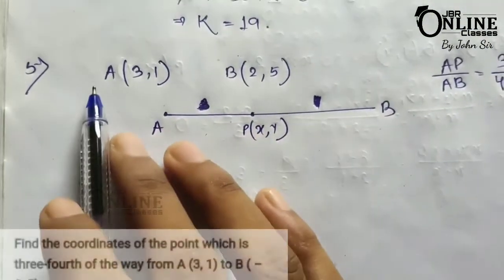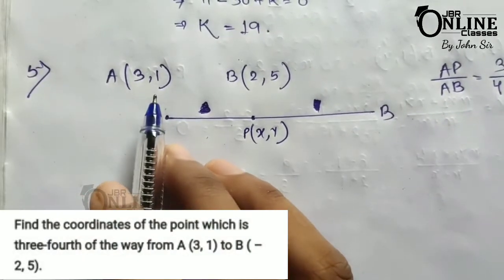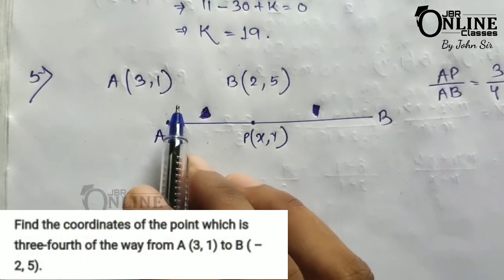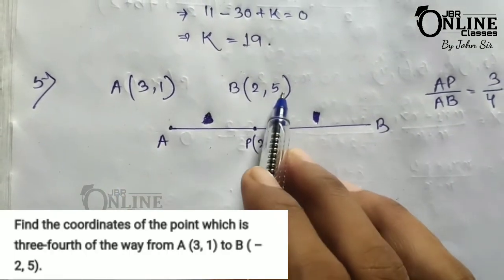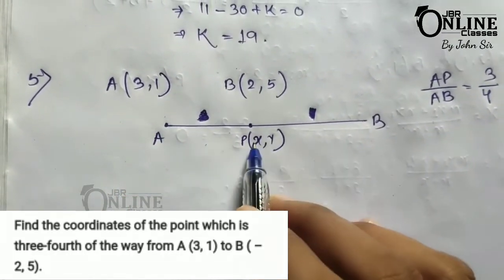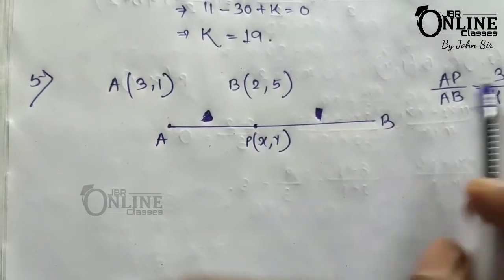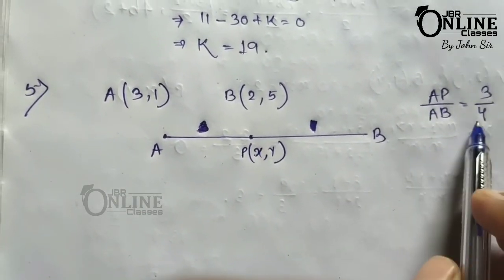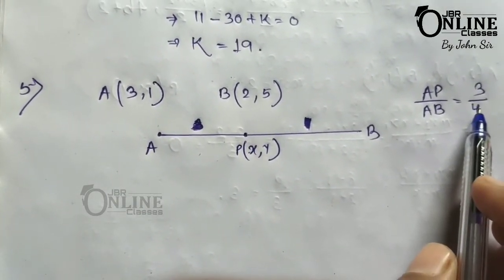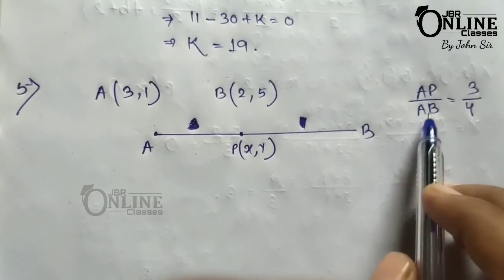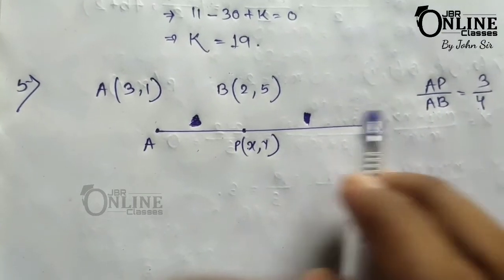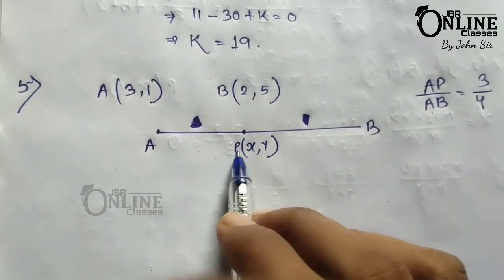Now sum number 5. In sum number 5, find the coordinates of the point which is 3/4 of the way from A (3, 1) and B (2, 5). So here let P be the point, and AP by PB equals 3/4. As it's 3/4 of the way, so AP by AB, not PB, AP by AB equals 3/4. Now we have to find the point P.